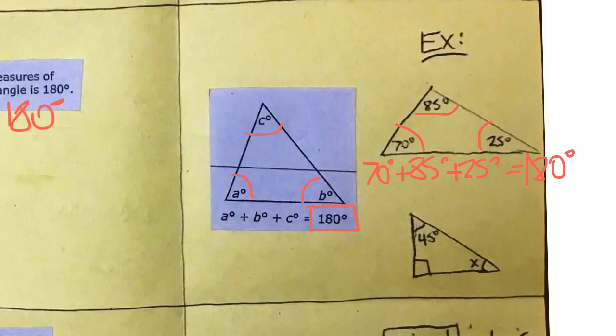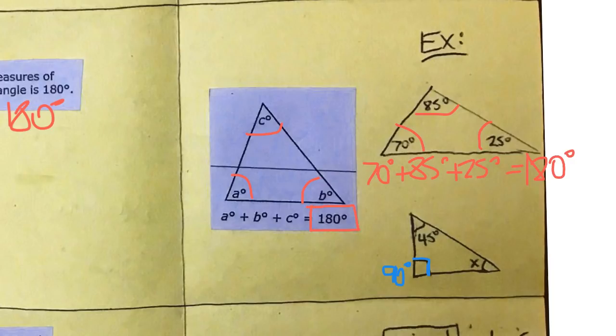Now, most of the time when you have a problem like this, they're not going to give you all three of the angles. They're going to have a missing one that has an X in its place, and we kind of have to solve and figure it out. So now let's look at this second one here. It has a right angle, which we know is 90 degrees. So if they ever have this box, you just fill it in and say, oh, this is 90.